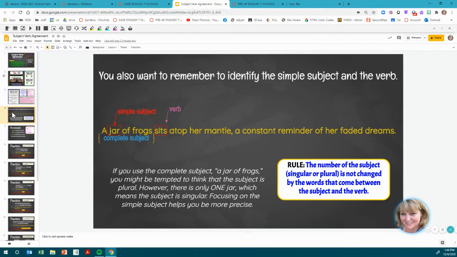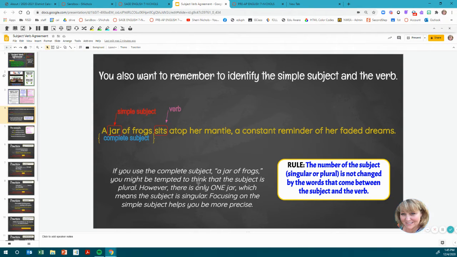So what you're going to do is you also want to remember to identify the simple subject and the verb. So when we're looking at this sentence, a jar of frogs sits atop her mantle, a constant reminder of her faded dreams. So we know the complete subject would be a jar of frogs, but we don't want all of that. We just want the simple subject, jar. And we want of frogs as a prepositional phrase, and it has no bearing on what verb you choose. So you have to say a jar, get rid of frogs in your mind, sits atop a mantle. These two have to agree.